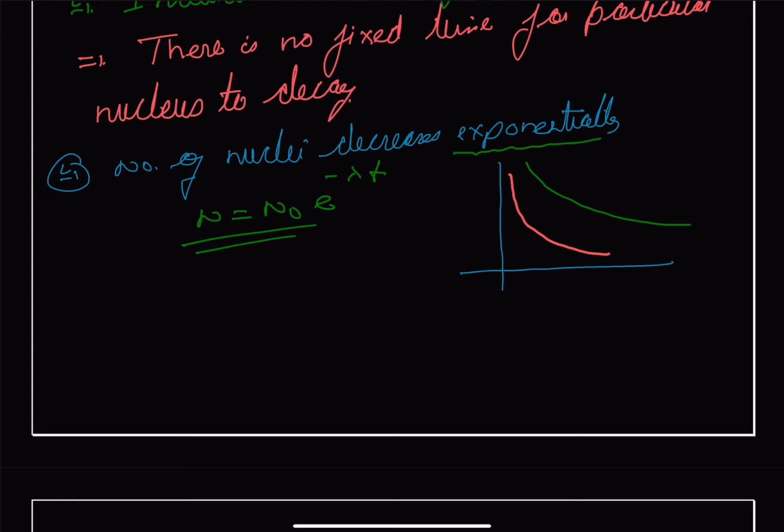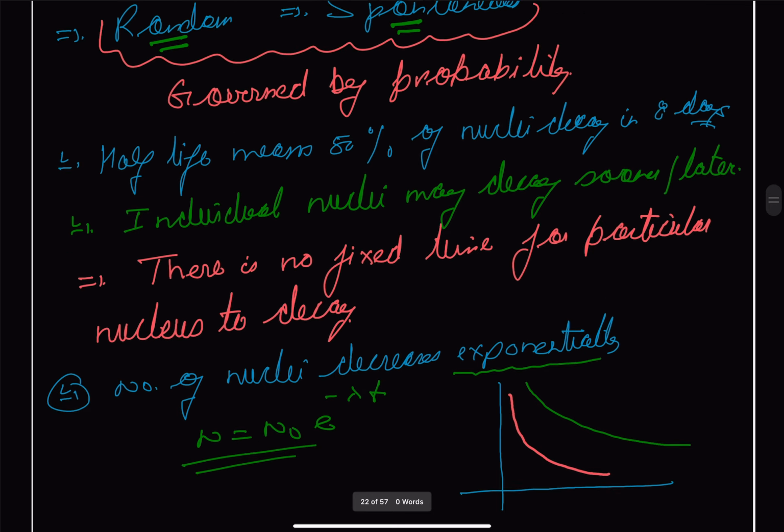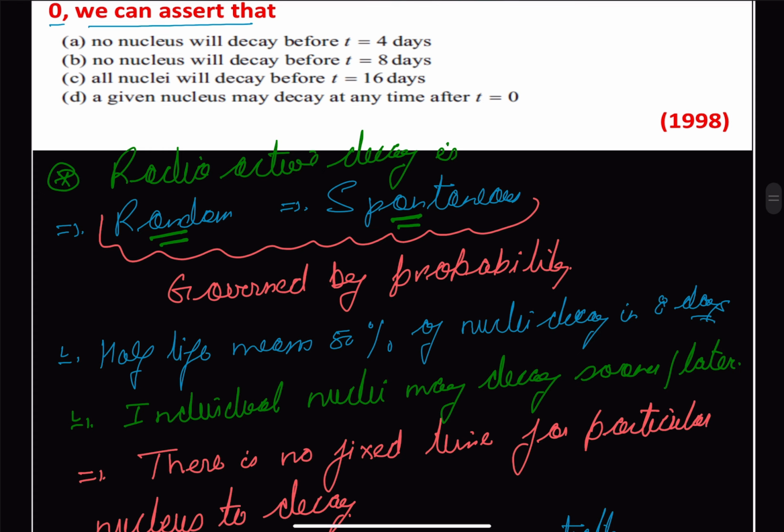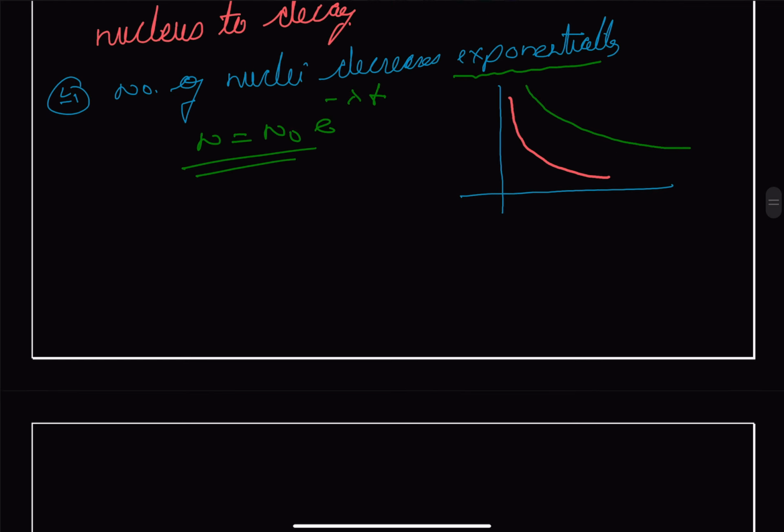Okay. So therefore, if you check the options that are given to us, option number D suits the entire description, which states that a given nucleus may decay at any time after time t equal to 0, which basically means that this decay can be a little bit faster, like this also. So as soon as it is greater than 0, the decay can be of any type. We can say option D is correct.